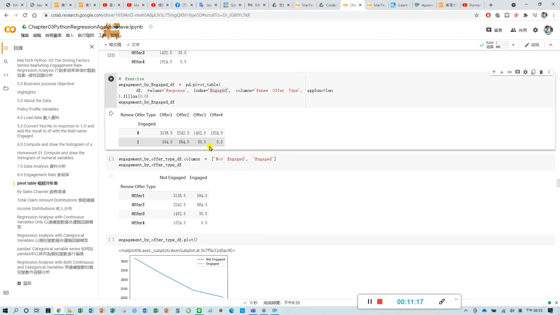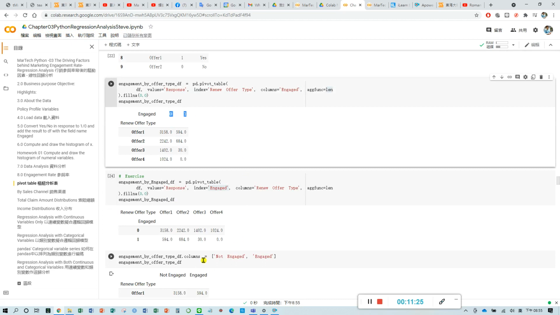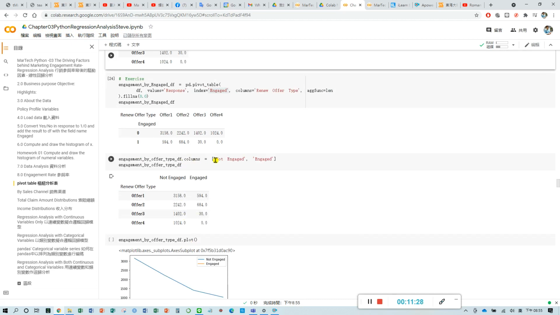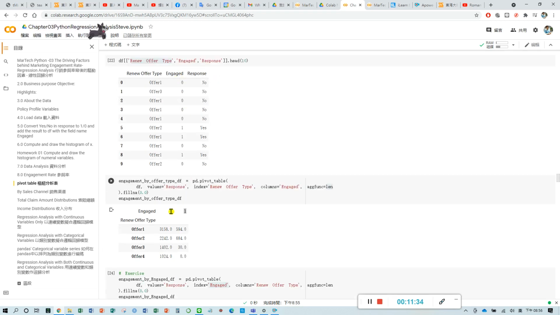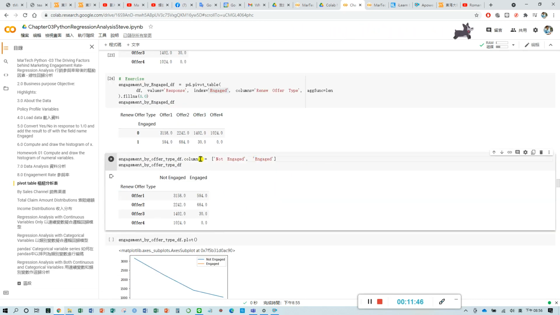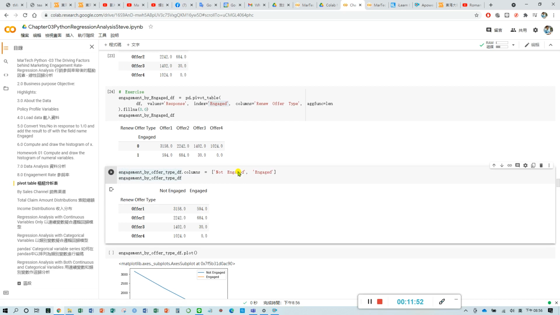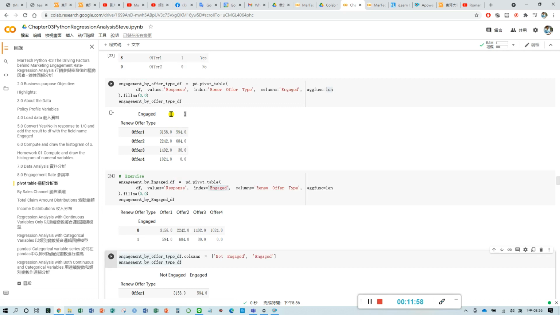Okay, since this one is 0 and 1, we have to change the column name. The column name we use is not engaged, because 0 stands for didn't take the renew process, and 1 means it did, the engaged. So we only need to change the column name in this one and show the data set. You may find it's all the same, especially the column name.